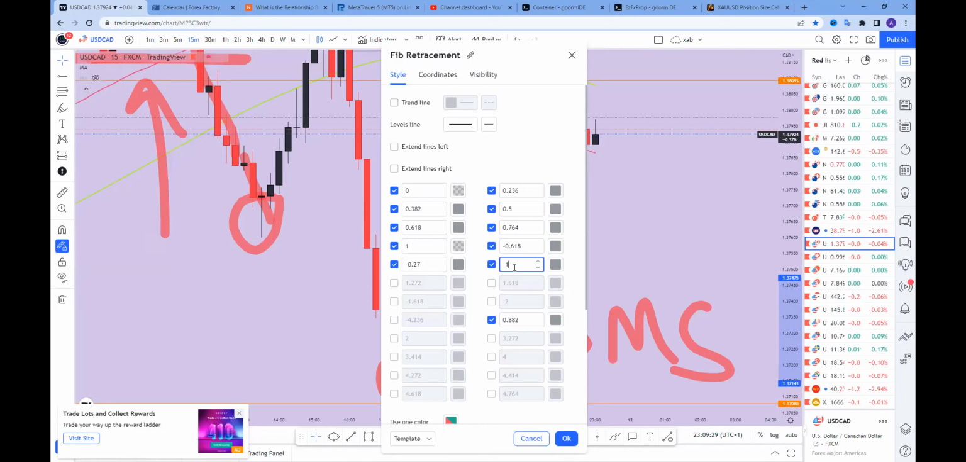Boss, I better come again. Level 0 of the Fibonacci, just note the figures now. Note them. I'm still going to show you how to use it. Just note the levels. Level 0 is my TP1. Minus 0.27 is my TP2.